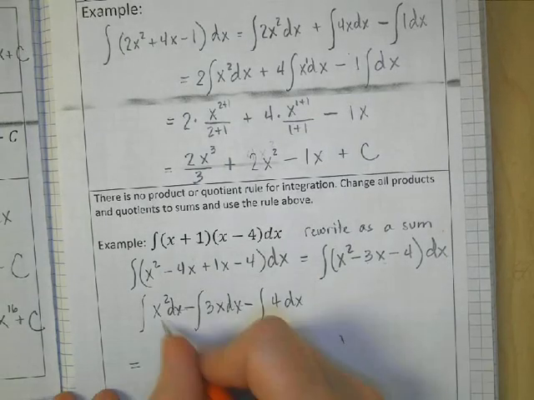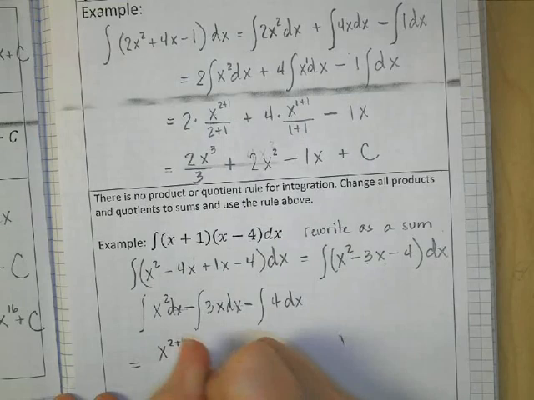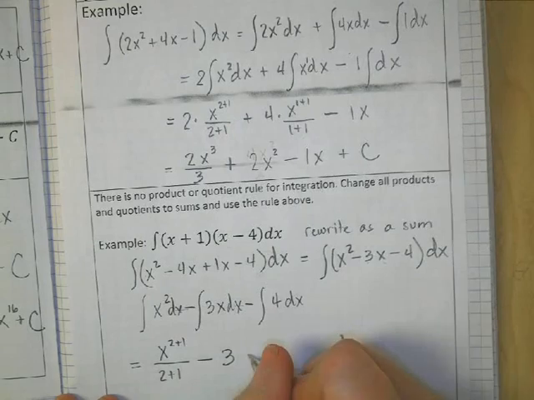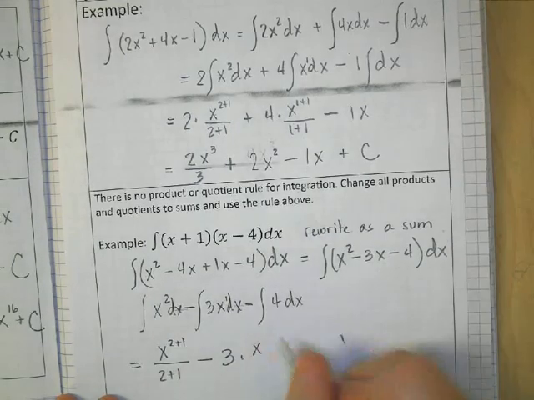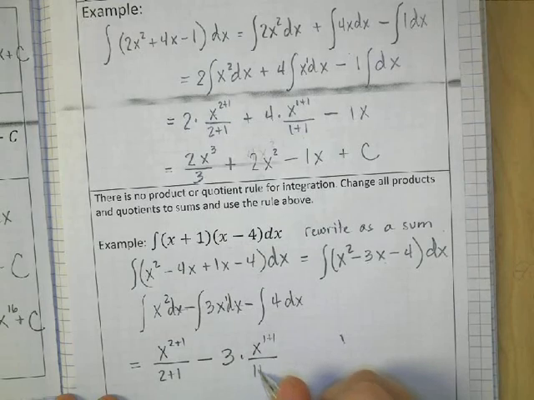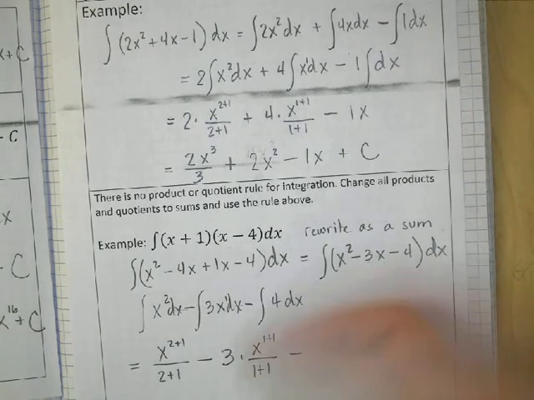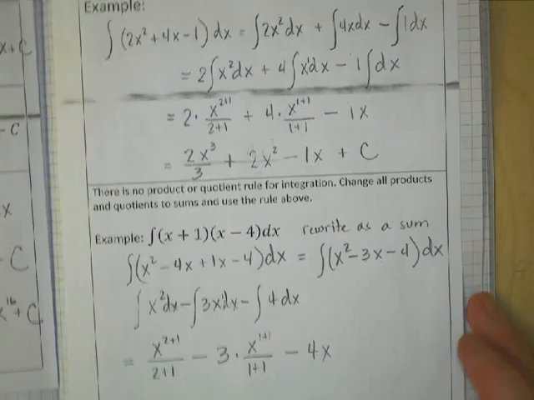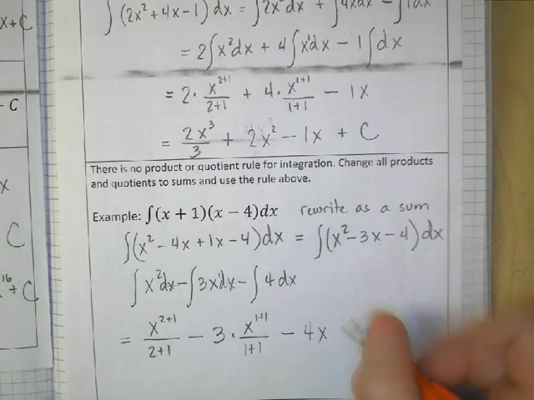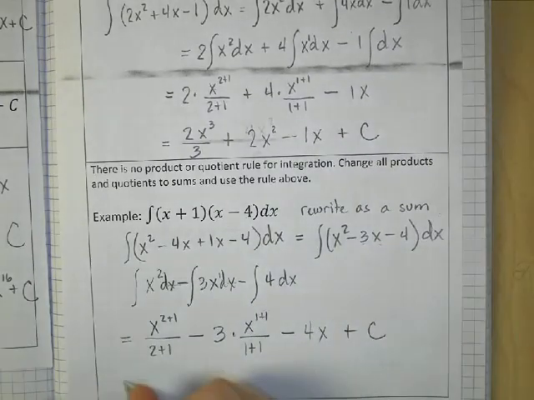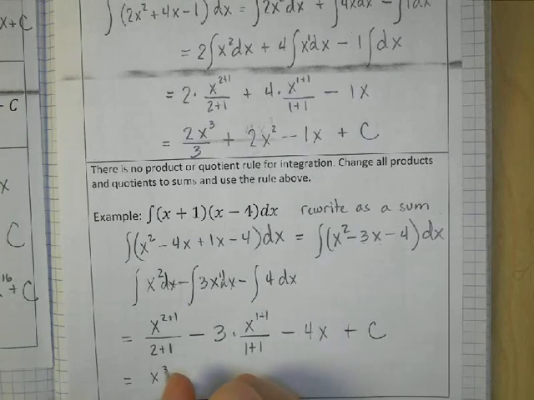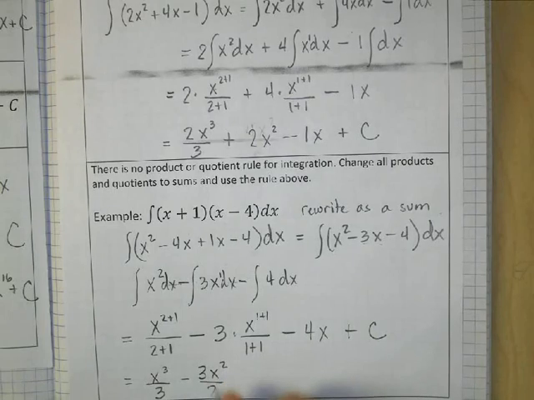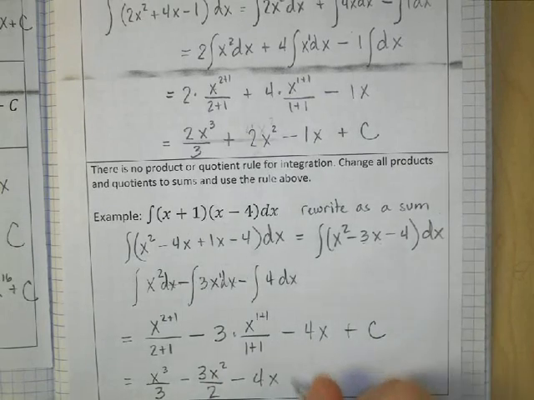So I'm going to get x to the 2 plus 1 over 2 plus 1. I'm going to bring out my 3. And then I have times x to the invisible exponent is 1, so 1 plus 1 over 1 plus 1, minus, I just have a constant there, so I just slap an x next to it, because there was no x. All right, now we can simplify these. And, oops, don't forget my plus c. Simplify these, I get x cubed over 3 minus 3x squared over 2 minus 4x plus c.